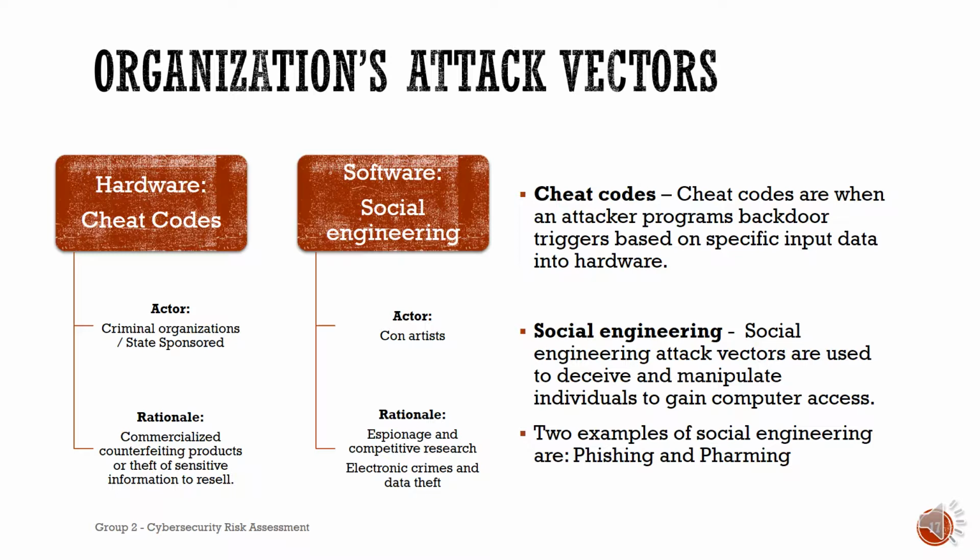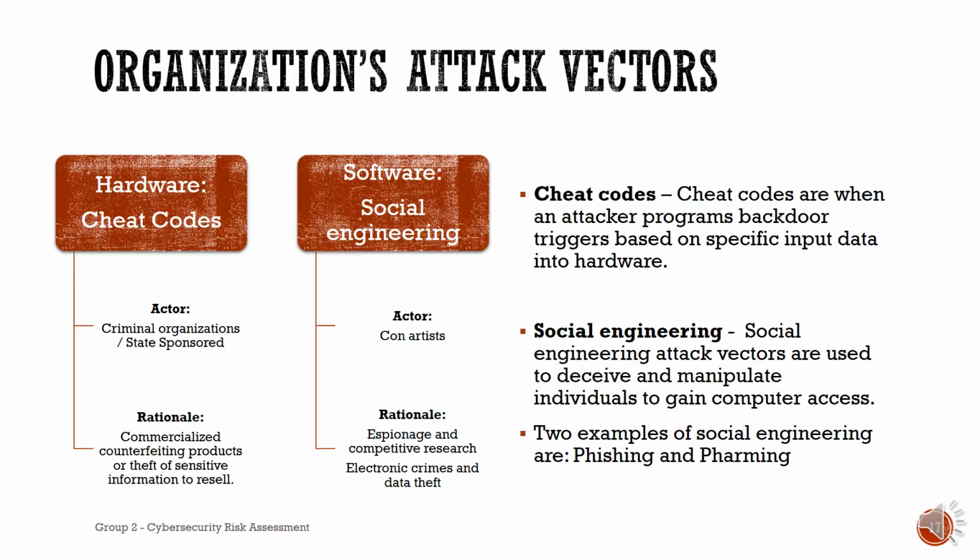Software attack vectors contain social engineering attacks, which are used to deceive and manipulate individuals to gain computer access. Attackers can perform this by having users click malicious links or by physically gaining access to a computer through deception. Two examples of social engineering are phishing, an attempt to access sensitive information such as passwords and bank information by disguising as a trusted individual, which is done via electronic communication such as emails, or pharming, an attack that redirects a website's traffic to a fake website where users' information is then compromised.